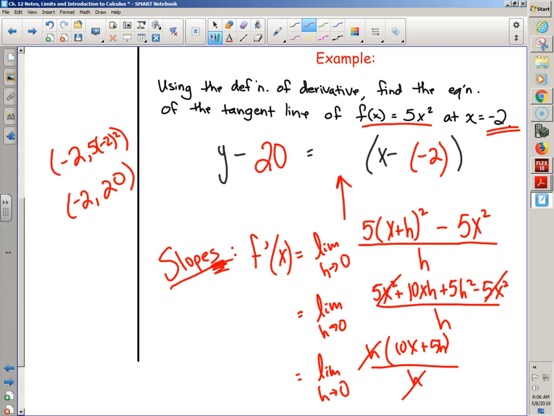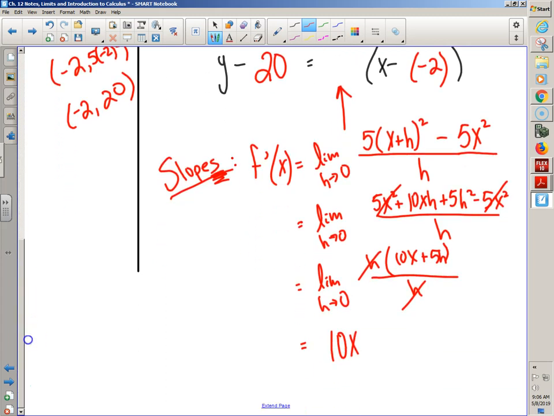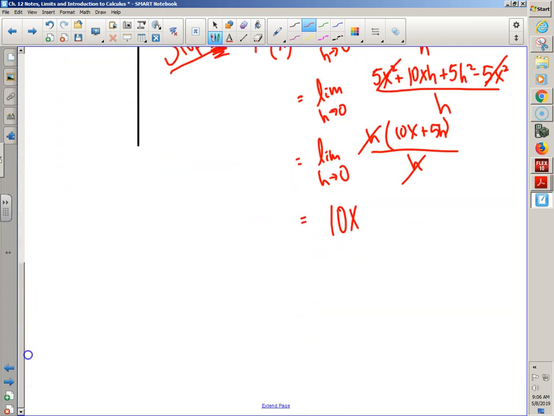So what's going on with the derivative? The exact same thing. If I find f prime of x is 10x, that's all the slopes. What slope do I need for this line? I need f prime of negative 2. What do we always do when we know what x equals all of a sudden? Plug it in, plug it in. So what is the slope?